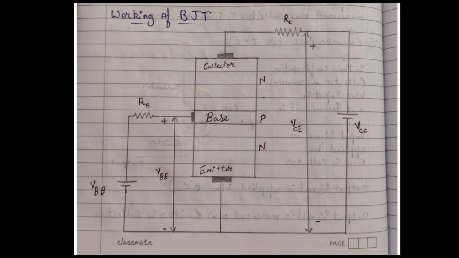And we can see the resistance RB, which is present between the base junction and the battery, and RC between the collector junction and the battery VCC. And VB is the potential difference across the base junction and the emitter junction, and VC is the potential difference across the collector junction and the emitter junction. So these are the symbols being used in order to understand the working of BJT.